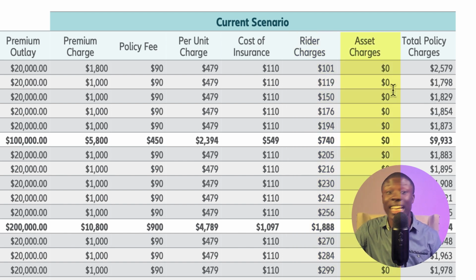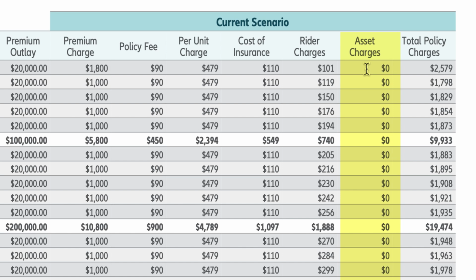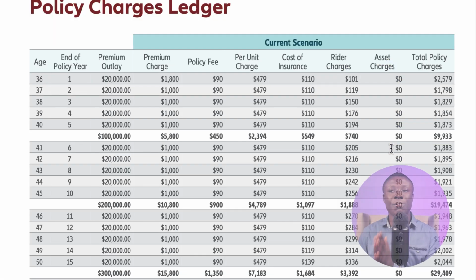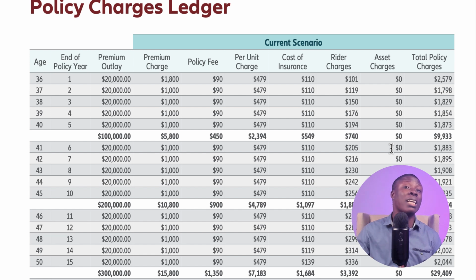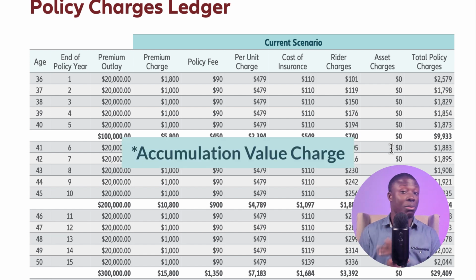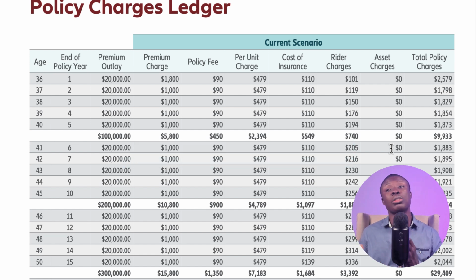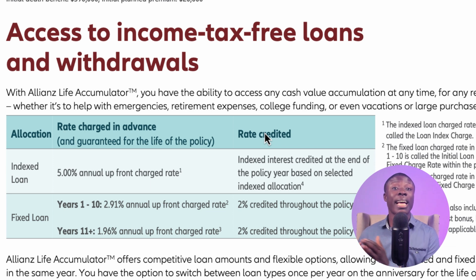This is the asset charge. Remember the 1% fee we talked about earlier? If we are paying that 1% fee, it's going to be in this column. Now, these are all the fees we have in this product. Other products have other fees like the accumulation value. And so you want to take a look at these things and understand what the fees are like before you get into them. The next page we want to pay attention to is the loans and withdrawal page.